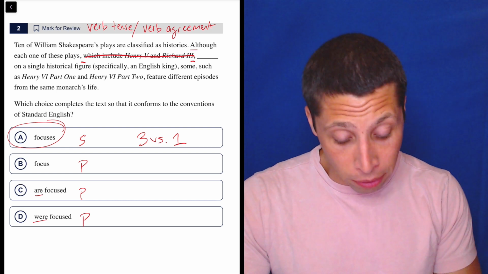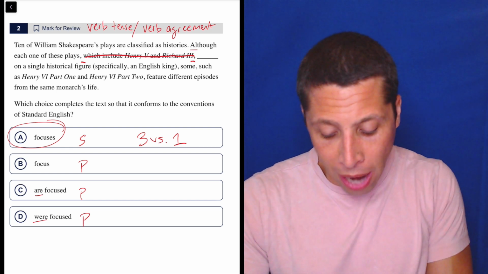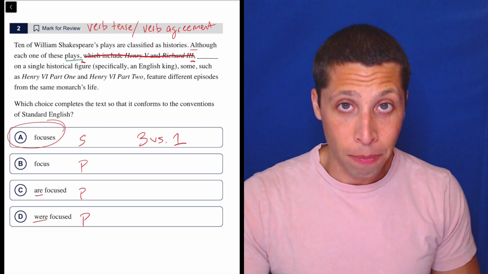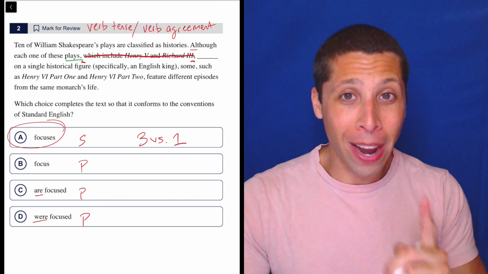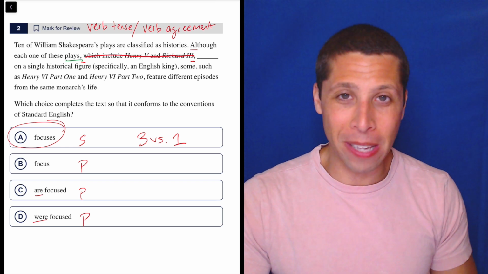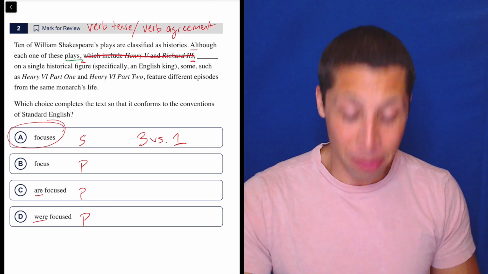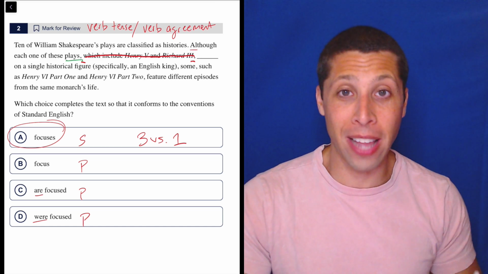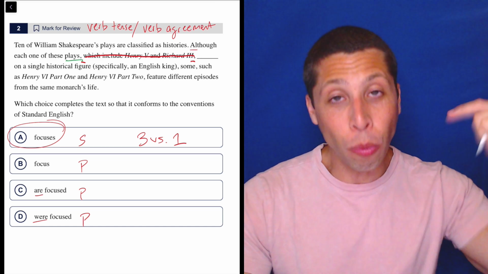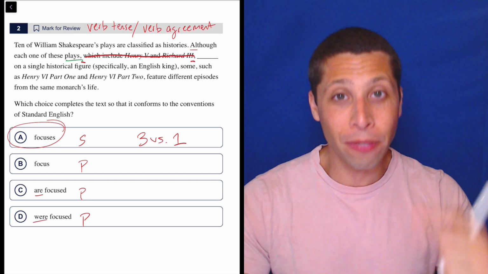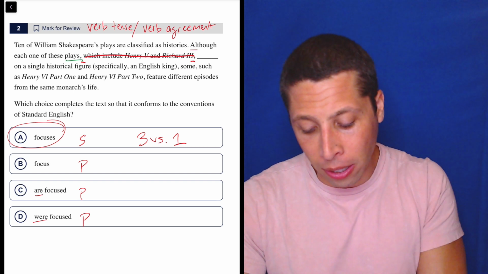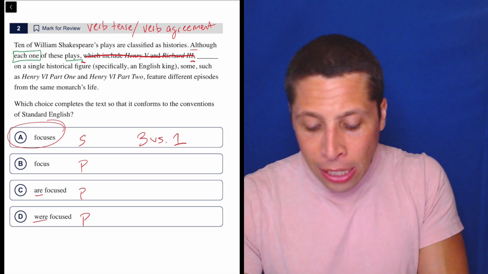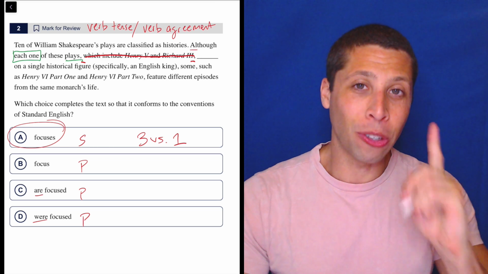Well, to me, I hear it, but I get why some people are still going to fall for the trap. Plays here is plural. And it's right before our blank, right? Especially if we cross out this extra clause here. So that seems like it should be choices B, C, or D. And that's what the SAT is hoping. They hope that you focus on that. And this is why, if we predict the rule correctly, we are not going to fall for the trap, because we know it's supposed to be singular and we recognize that each one is our singular subject.